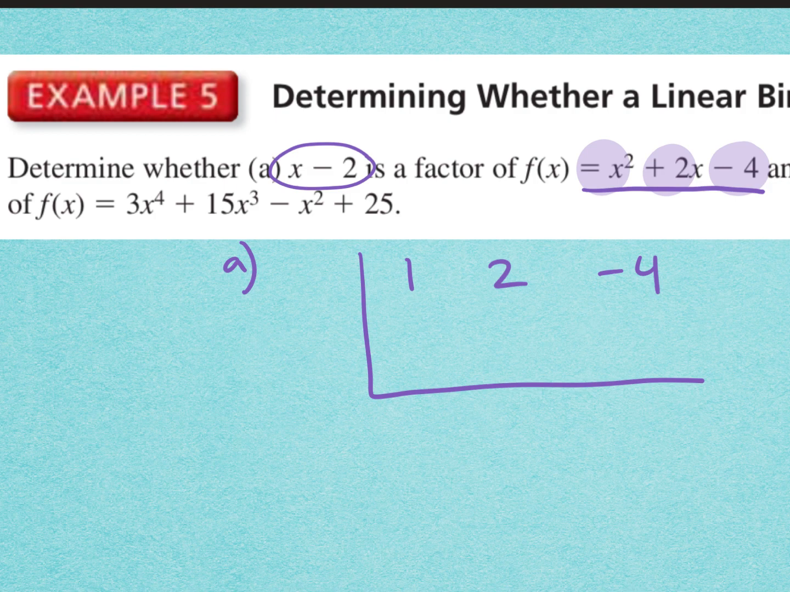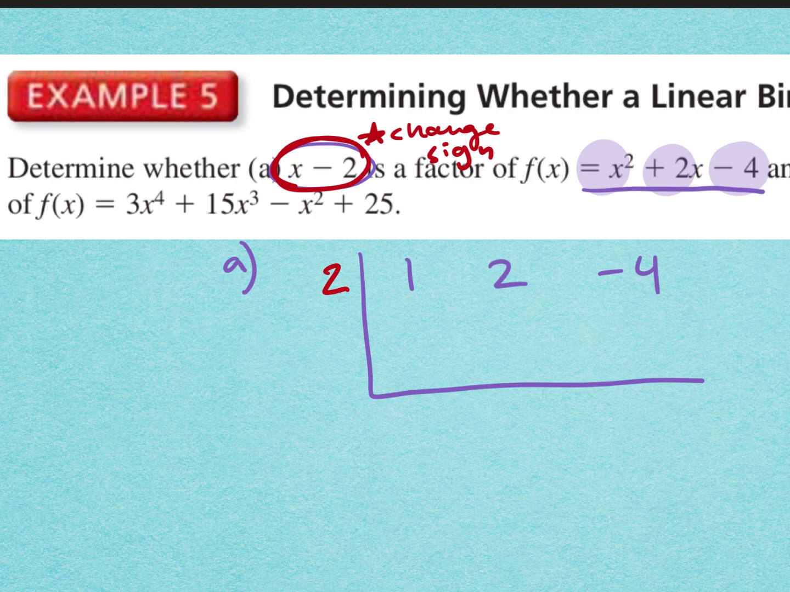What's going to go outside the box? Positive 2. Awesome, because we changed the sign. If it said x is equal to 2, that would be when you don't change the sign. So when it's x minus or x plus, you change the sign.